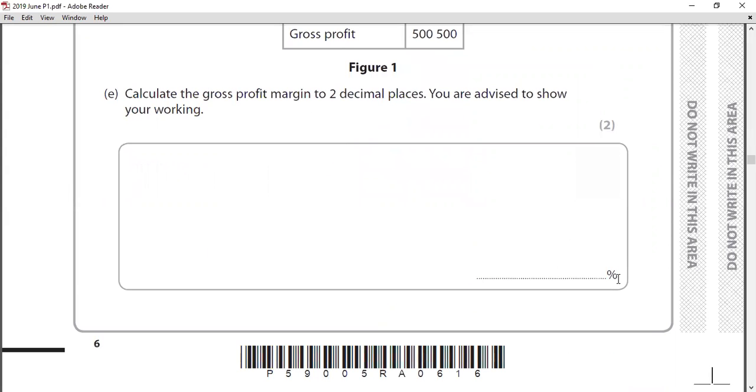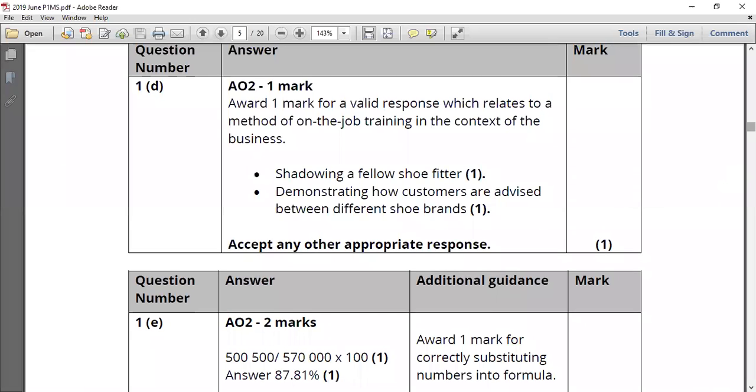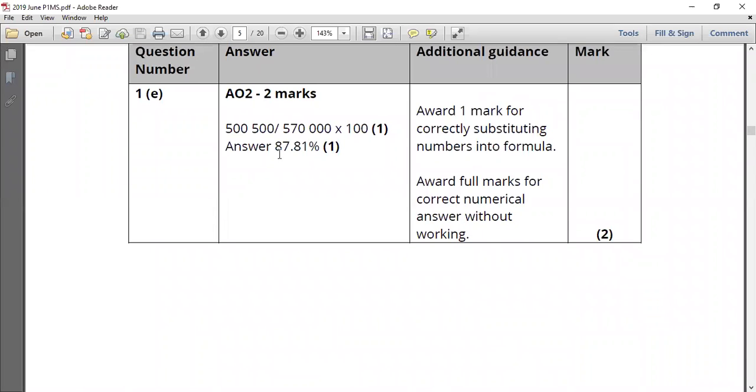So the percentage sign is given in the answer, and you just calculate using a calculator. You can show the working if you can, but just the correct answer alone gets 1 mark, 2 marks. You can see this is the application and the correct answer is 87.81. So award full marks for the correct answer without working. If the answer is wrong but you have the correct application, you still get the 1 mark for correct substitution. Okay. Yeah, I think a lot of students gave the correct answers.